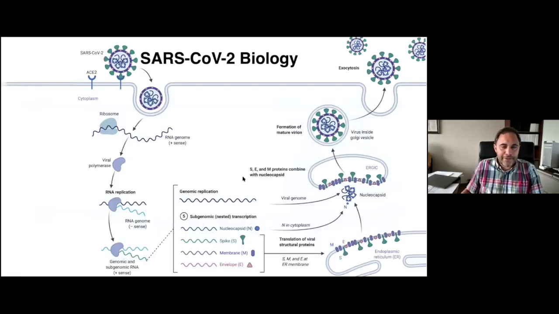This is a very high level bird's eye view of how this whole process proceeds. You bind ACE2, you get endocytosed. The ribosome sees the RNA as messenger RNA and begins translating ORF1a and ORF1b, until you get to that later phase where you start making these subgenomic RNAs. And this is all pertinent for today's talk because I'm really going to tell you about how the cell knows it's infected by this particular virus.